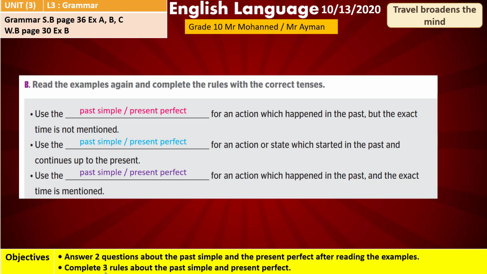3. Use the past simple or the present perfect for an action which happened in the past and the exact time is mentioned. The exact time is important. So the answers must be 1. Present perfect. 2. Present perfect also. And the last one should be past simple. Next slide.